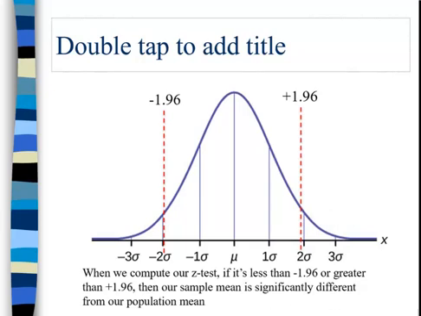So now, when we compute our z-test, if it is less than negative 1.96 or greater than plus 1.96, right, that would mean our sample mean would fall into the critical regions, and that would mean that our sample mean would be significantly different from our population mean.